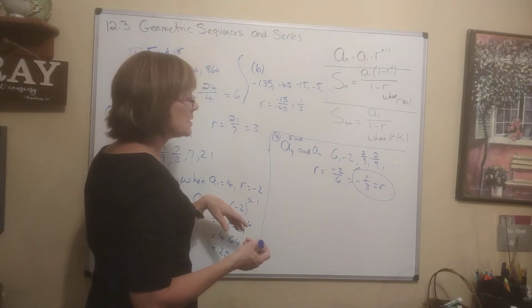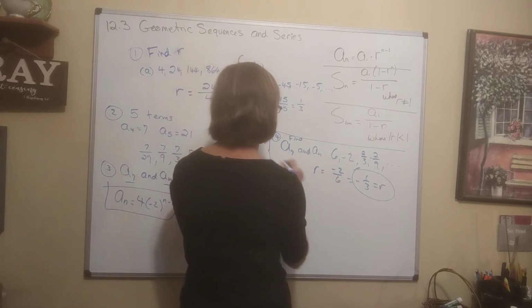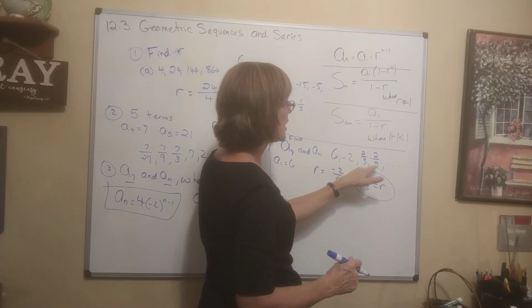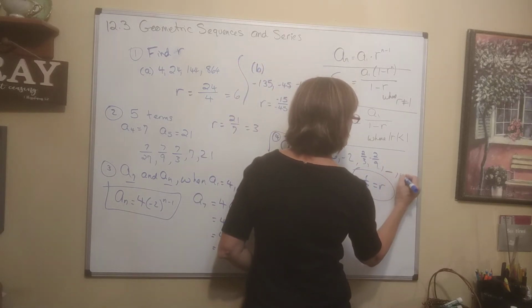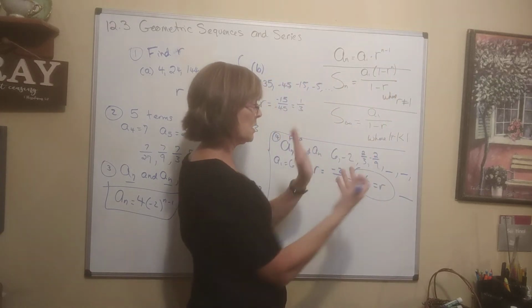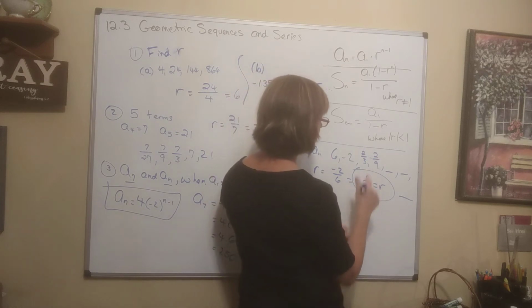If we need to know what a sub 7 is, let's say we've got a1. Let's just take note of that. a1 is 6. This is a2, a3, a4, 5, 6, 7. We could use a formula, or we could just keep multiplying by -1/3. I think I'm going to do that.